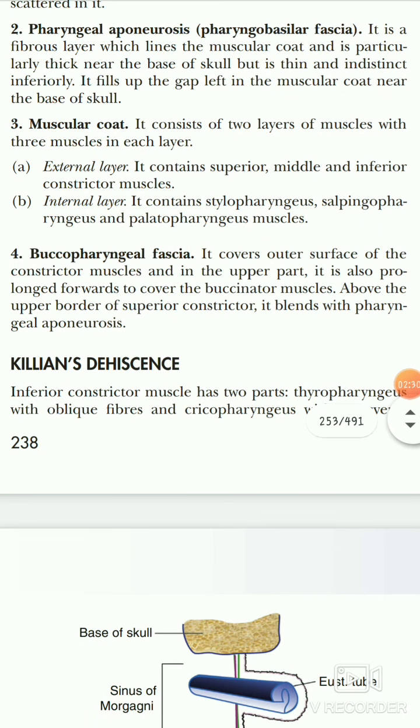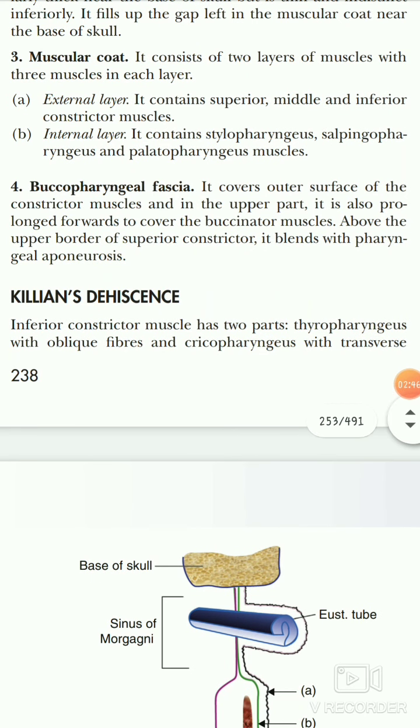Buccopharyngeal fascia. It covers the outer surface of the constrictor muscles and in the upper part it is also prolonged forwards to cover the buccinator muscles. Above the upper border of the superior constrictor, it blends with the pharyngeal aponeurosis.